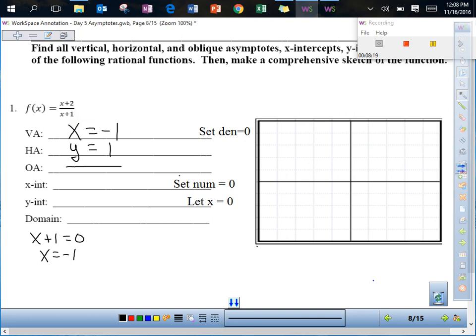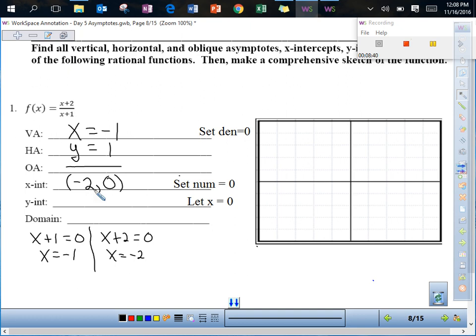Now the x-intercept, keep this part simple. To get your x-intercept, you're just going to set your numerator equal to 0. So I'm going to set x plus 2 equal to 0 and get -2. So when you list this, y is 0, x is -2. List those as an ordered pair.